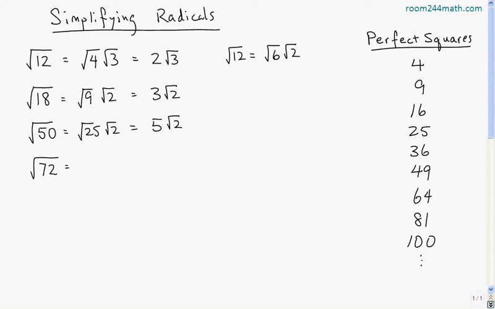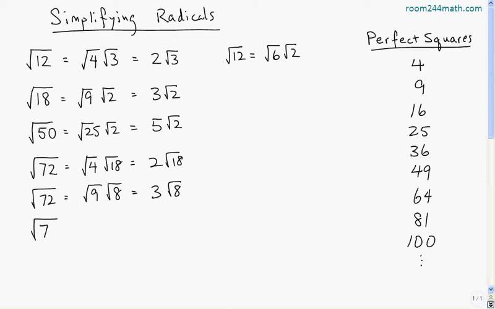So what if you wrote root 72 is equal to root 4 times root 18, and then wrote it as 2 root 18. Somebody else might take root 72 and write it as root 9 times root 8, and get 3 root 8. And finally, somebody else might say, well, I can take out a factor of 36, and I can write this as root 36 times root 2, giving me 6 root 2.